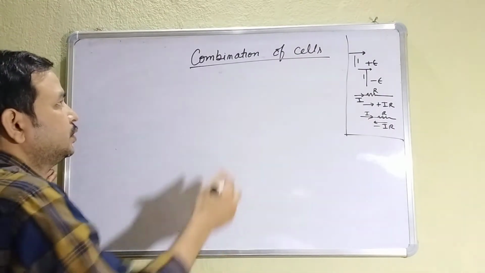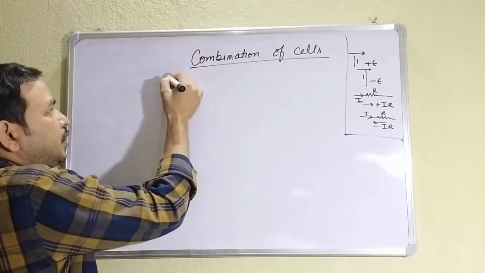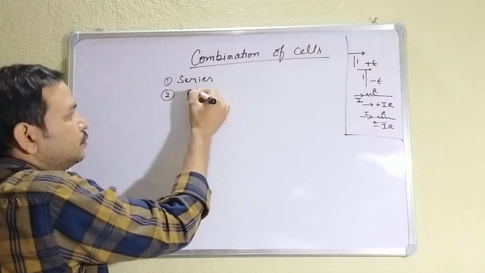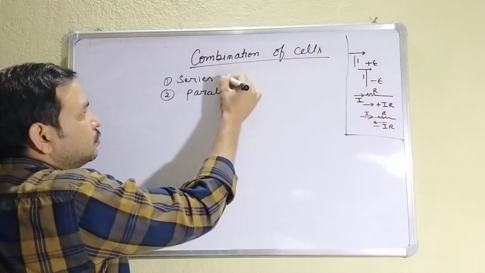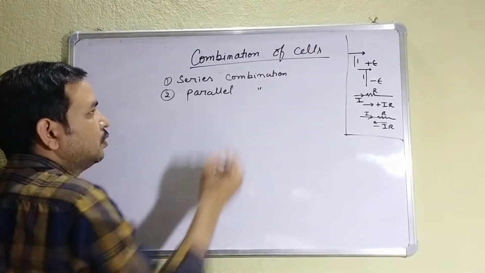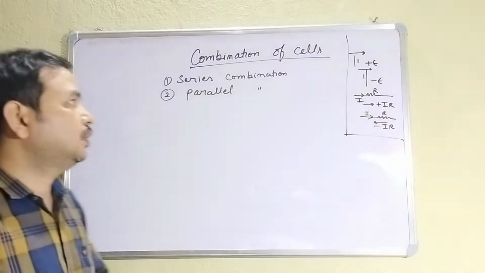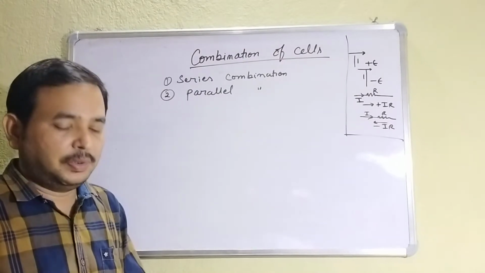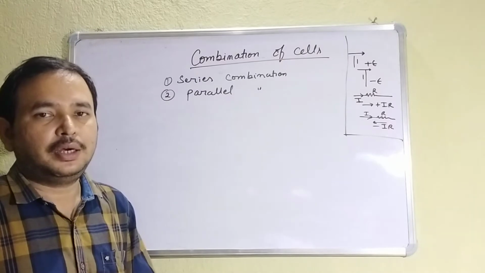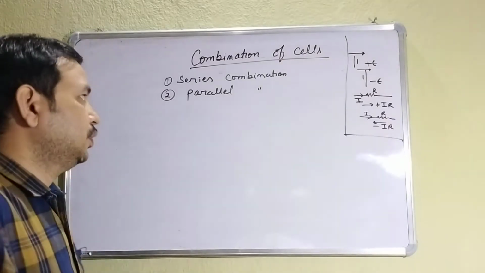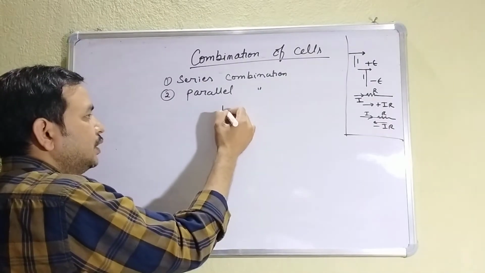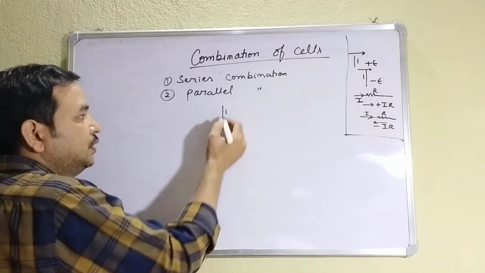Now today we will discuss that if the cells are combined in series or in parallel, then what will be the equation for net EMF and what will be the equation for net internal resistance. Clear? So first we will talk about series combination. We will take only two cells initially and then we will generalize it.